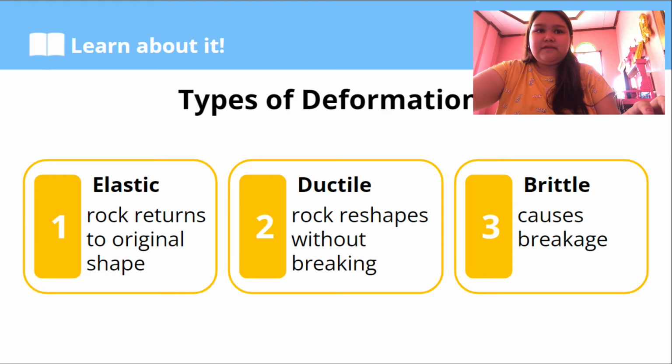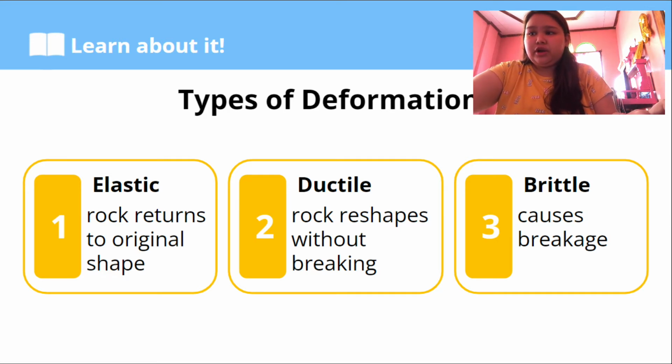So, elastic deformation, the rock returns to its original shape. So, it goes back to its original size and shape once the stress is removed. Ductile deformation, the rock reshapes without breaking. So, in this condition the rock moves in a plastic manner that could lead to a permanent change in shape and size, yet does not involve breakage of the rock.